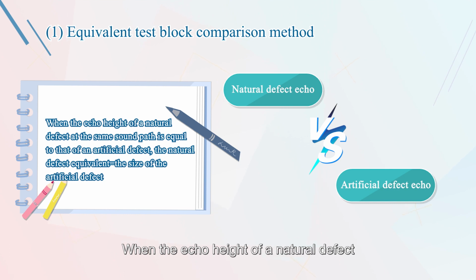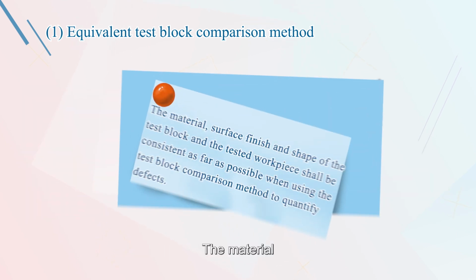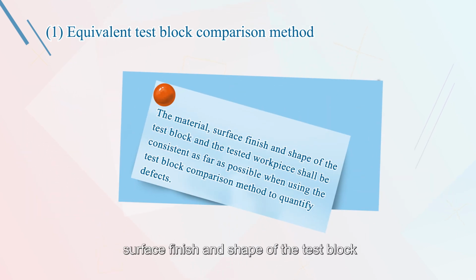When the echo height of a natural defect at the same sound path is equal to that of the artificial defect, the size of the artificial defect is the equivalent size of the natural defect. The material, surface finish, and shape of the test block and the tested workpiece shall be consistent as far as possible when using the test block comparison method to quantify defects.